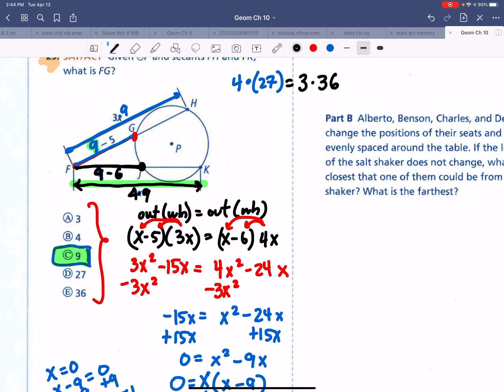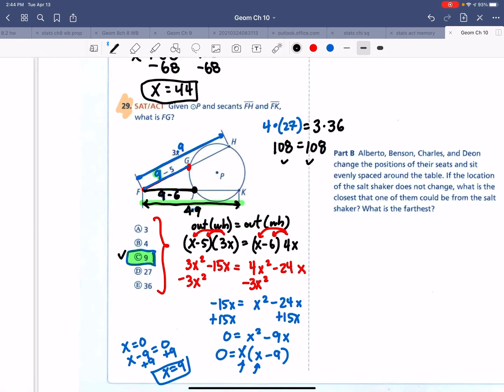So let's see if this is true. 4 times 27 is 108, and 3 times 36 is 108. So we know for sure that our answer is 9 because that worked.